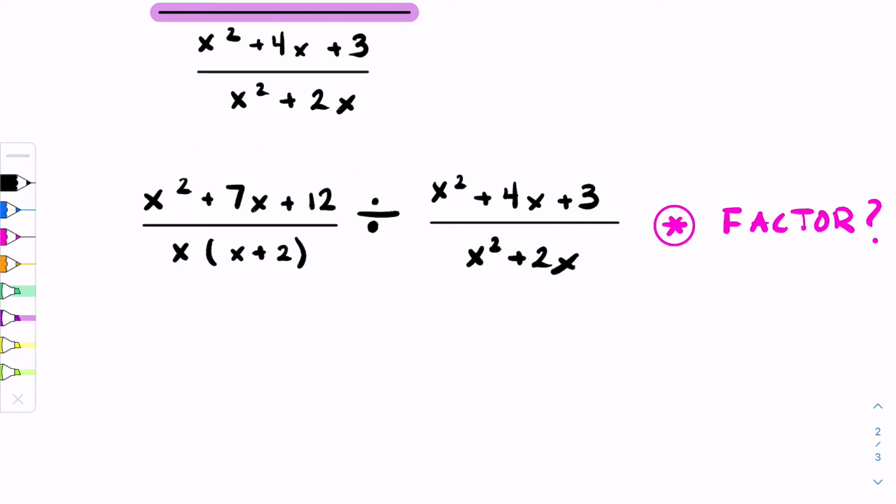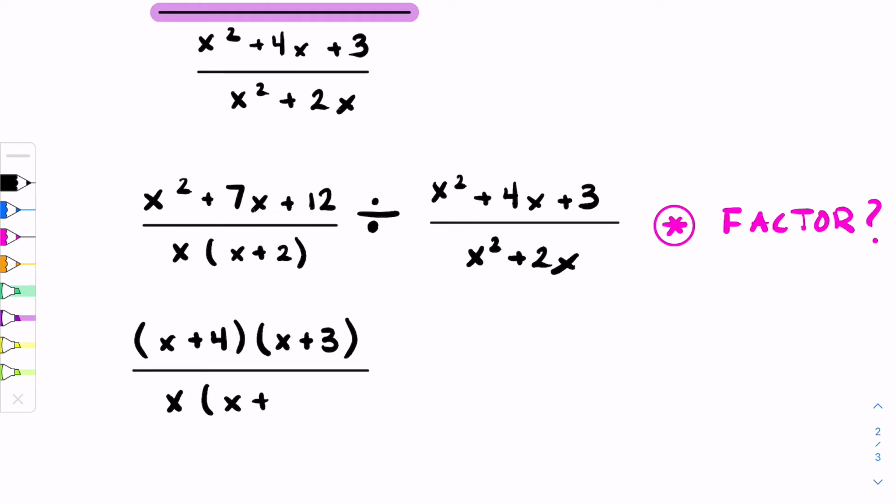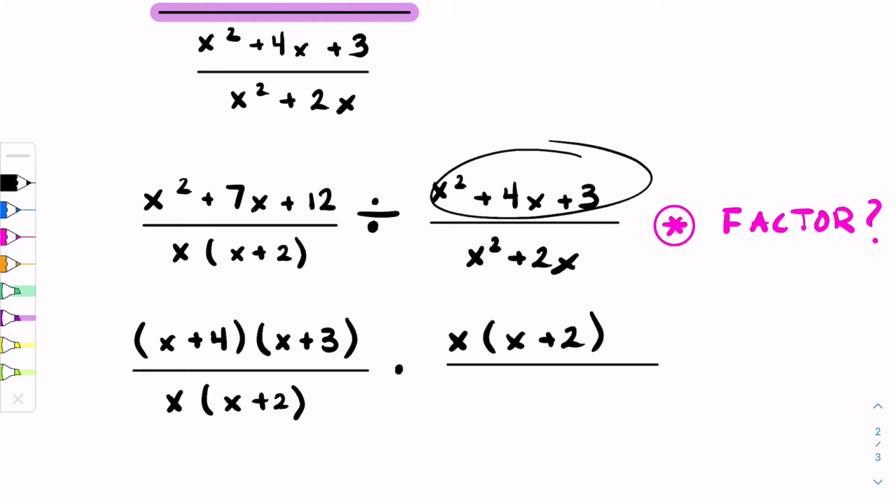So any numerator or any denominator. My first numerator can factor out to x plus 4 times x plus 3, divided by x times x plus 2. My second fraction is going to flip. So my numerator is now x squared plus 2x, but that has a factor of x, and we can take that out, leaving us with x plus 2. And the denominator of that, which is originally the numerator, is going to factor to x plus 1 times x plus 3.